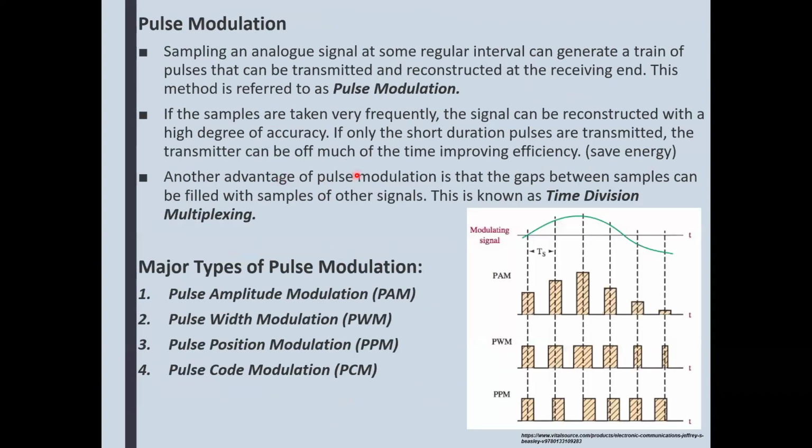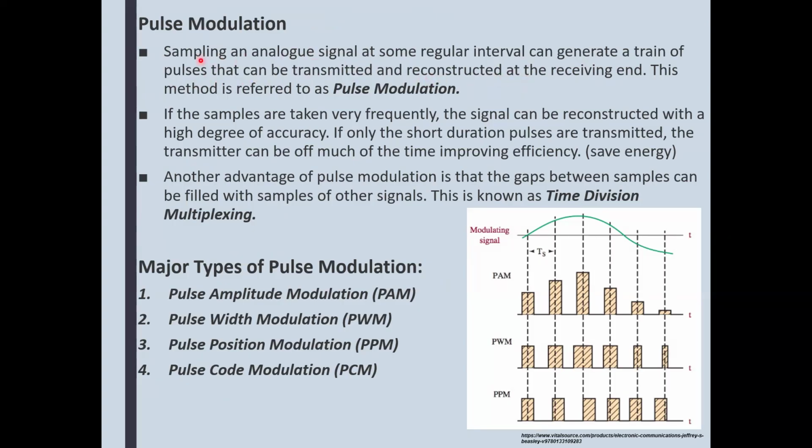Okay, enough with the philosophy. Let's go. Pulse modulation. Sampling an analog signal at the same regular interval, which we just showed at that sampling rate that we did, can generate a train of pulses that can be transmitted and reconstructed at the receiving end.